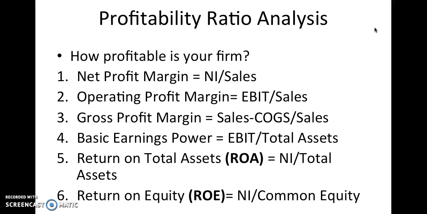Okay, profitability ratio analysis. How profitable is the firm? We're looking at net profit margin, which is net income divided by sales. So how much net income do we earn for each dollar of sales? Operating profit margin, EBIT by sales. How much operating income do we earn for each dollar of sales? Gross profit margin looks at sales minus cost of goods sold divided by sales again.